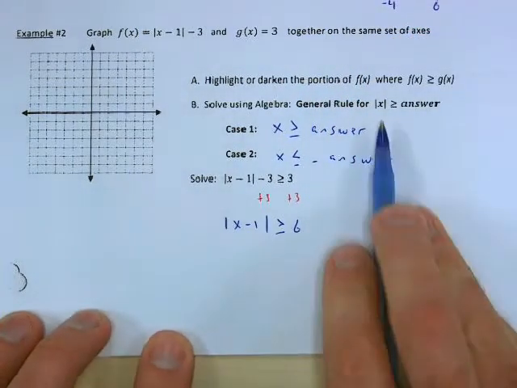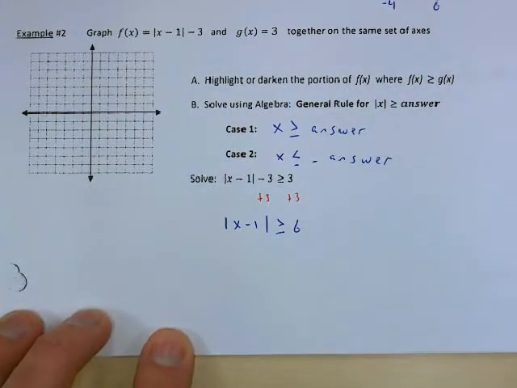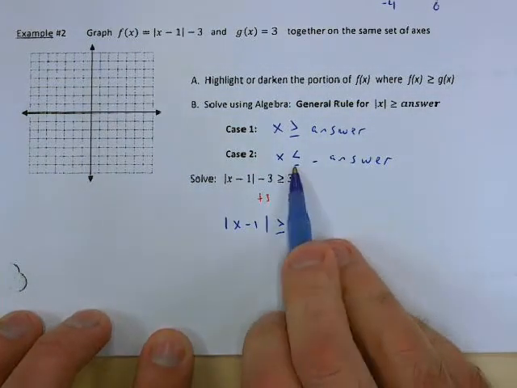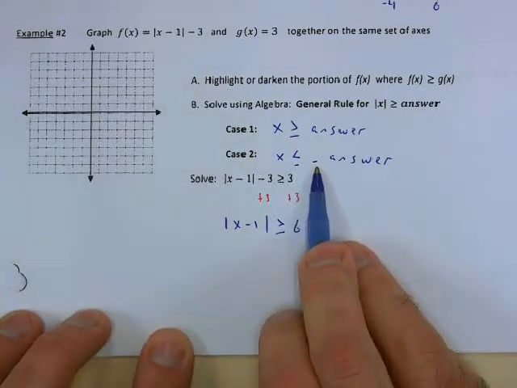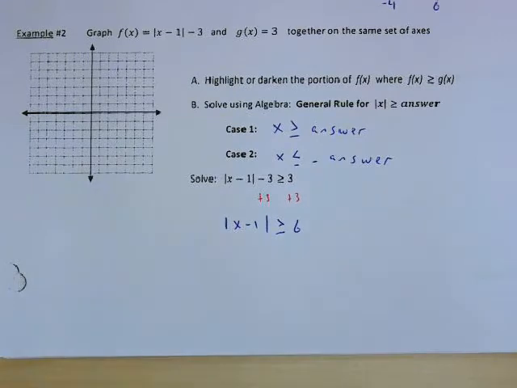Okay, so again, your first equation looks just like that. Just get rid of the absolute value bars. And your second equation, you want to do 2 things. You want to flip the sign around and make your answer negative. Okay, and then that's how you set up your 2 cases, and then that allows us to solve.